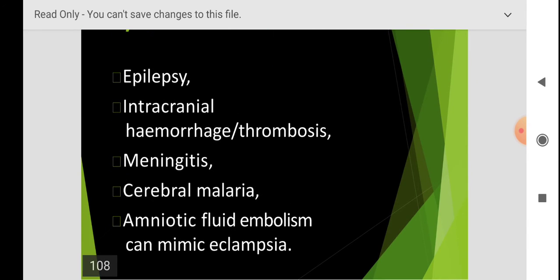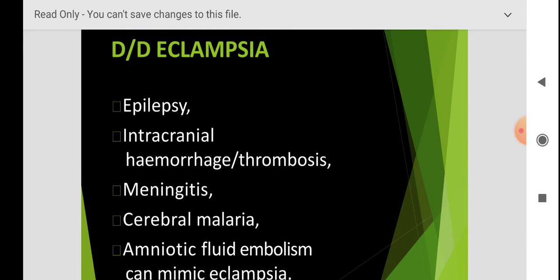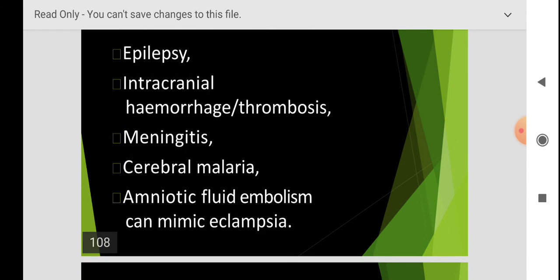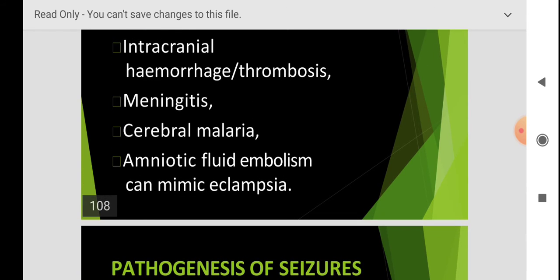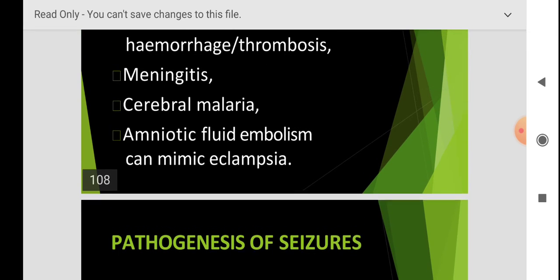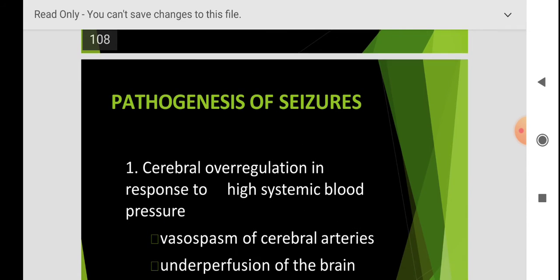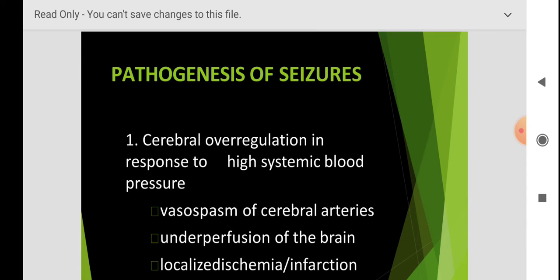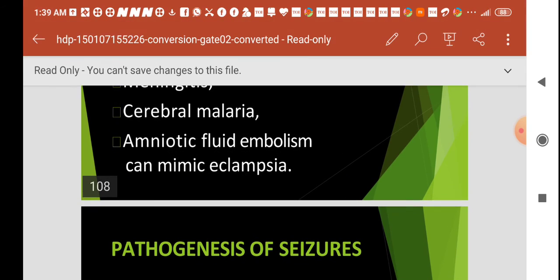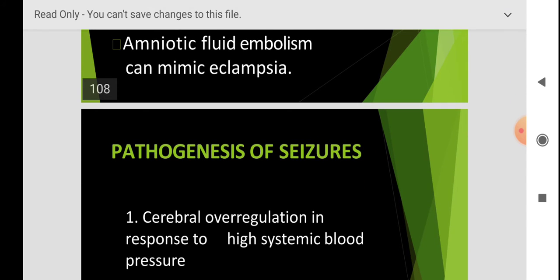What is the differential diagnosis of eclampsia? All the conditions where the patient may throw convulsions, like epilepsy, intracranial hemorrhage or thrombosis, meningitis, cerebral malaria, amniotic fluid embolism. These all conditions may mimic the picture of eclampsia. But in pregnant women, until otherwise ruled out, it is considered to be eclampsia and treated as eclampsia.